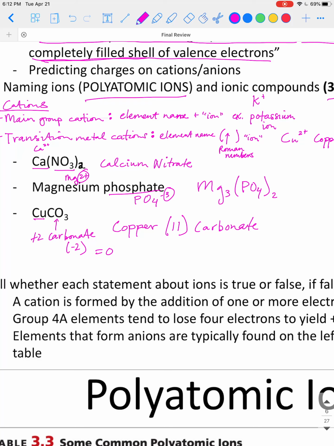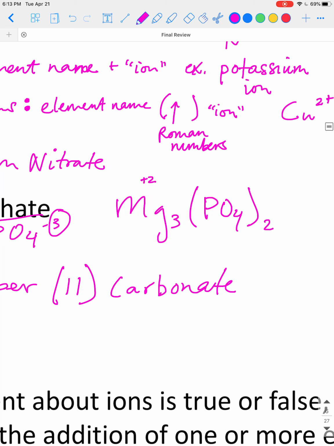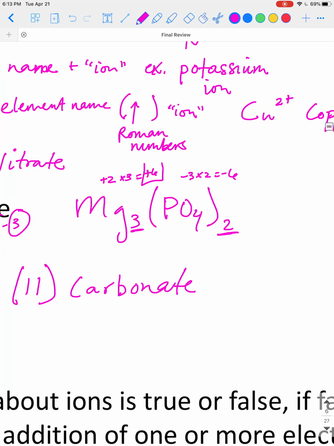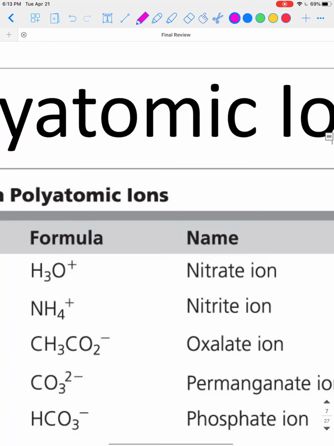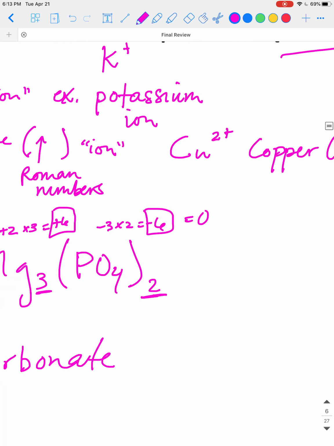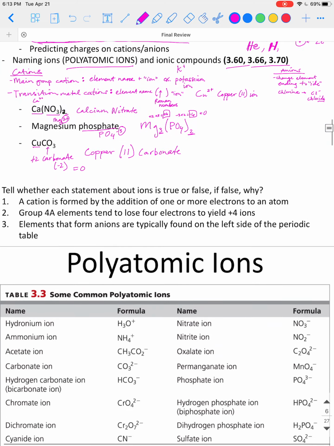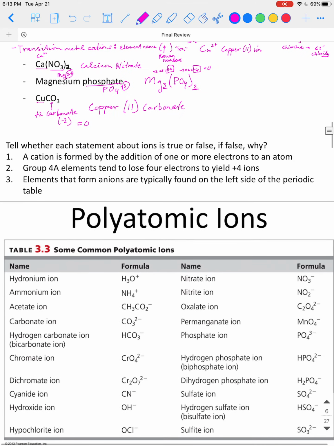All right, so we have a +2, we have a -2, that adds up to 0. We have magnesium. If we go back up here and zoom in, magnesium is a +2. We have 3 of them, so that's times 3, gives us +6. Phosphate is a -3. We have 2 of them, so times 2, that gives us -6. And +6 and -6 add up to 0. Okay, so on and so forth.